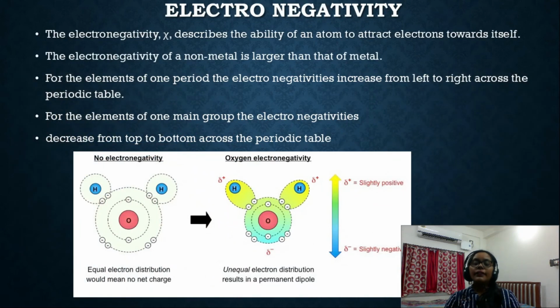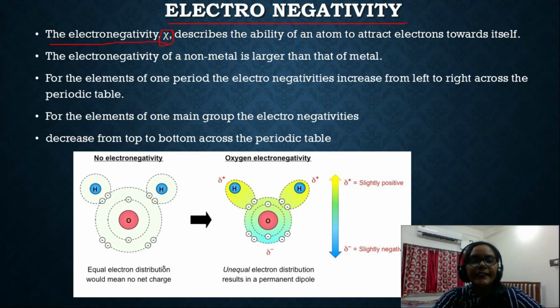Okay, now the next topic is electronegativity. What is electronegativity? Generally, electronegativity is denoted by chi. This is the ability, the property or tendency, to pull the bonded electron towards itself. That is called electronegativity.